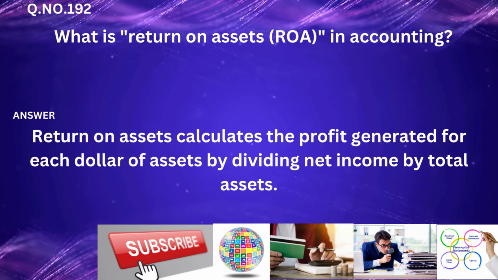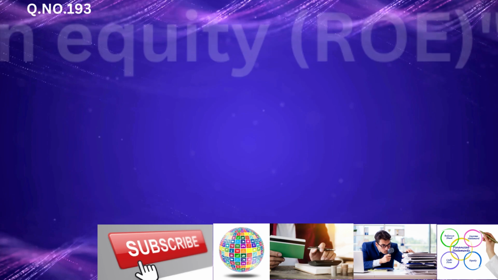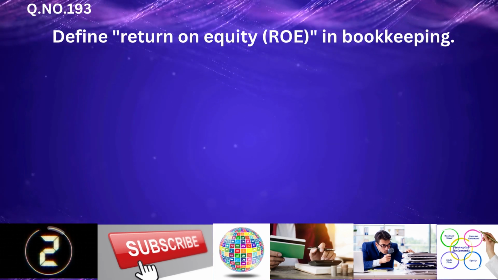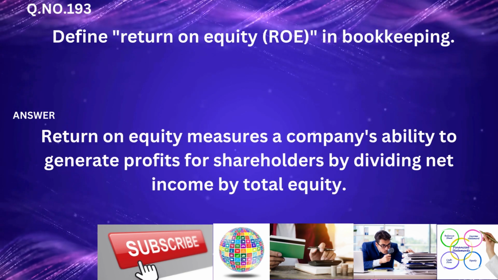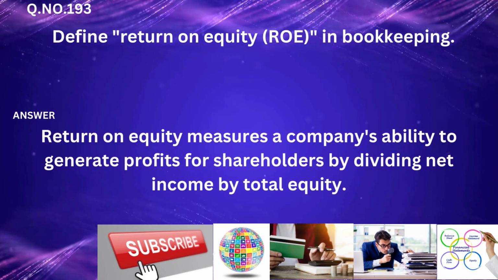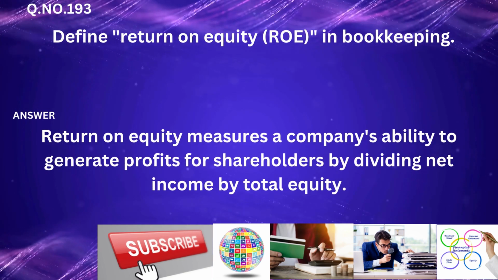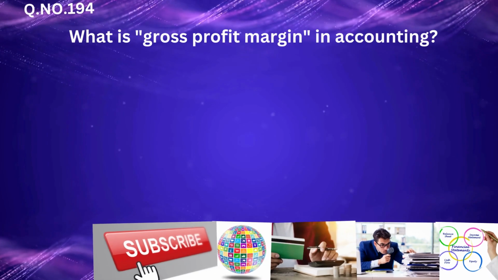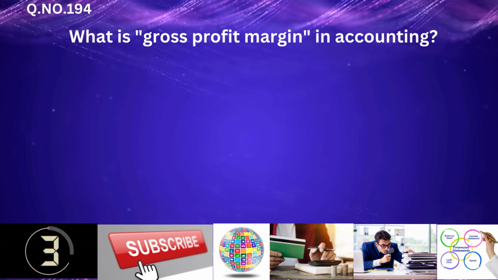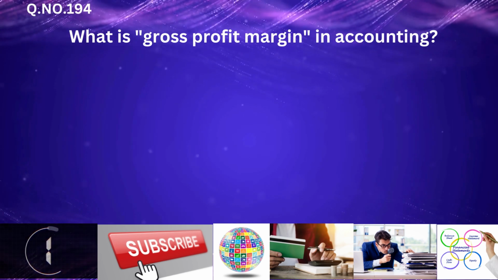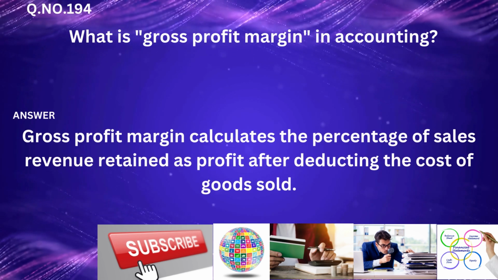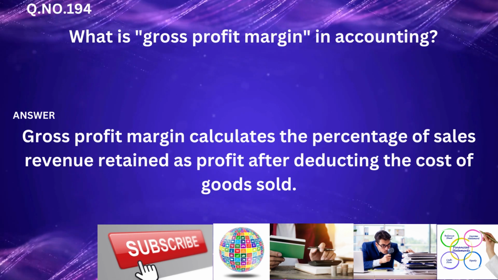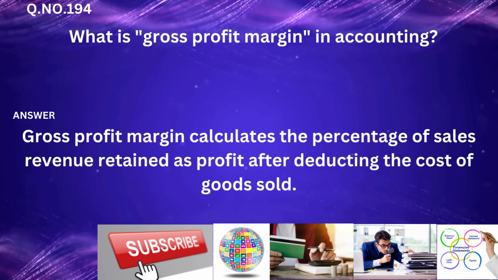Question 194. What is gross profit margin in accounting? Answer: gross profit margin calculates the percentage of sales revenue retained as profit after deducting the cost of goods sold. Question 195. What is net profit margin in bookkeeping? Answer: net profit margin represents the percentage of sales revenue retained as profit after all expenses, including taxes.